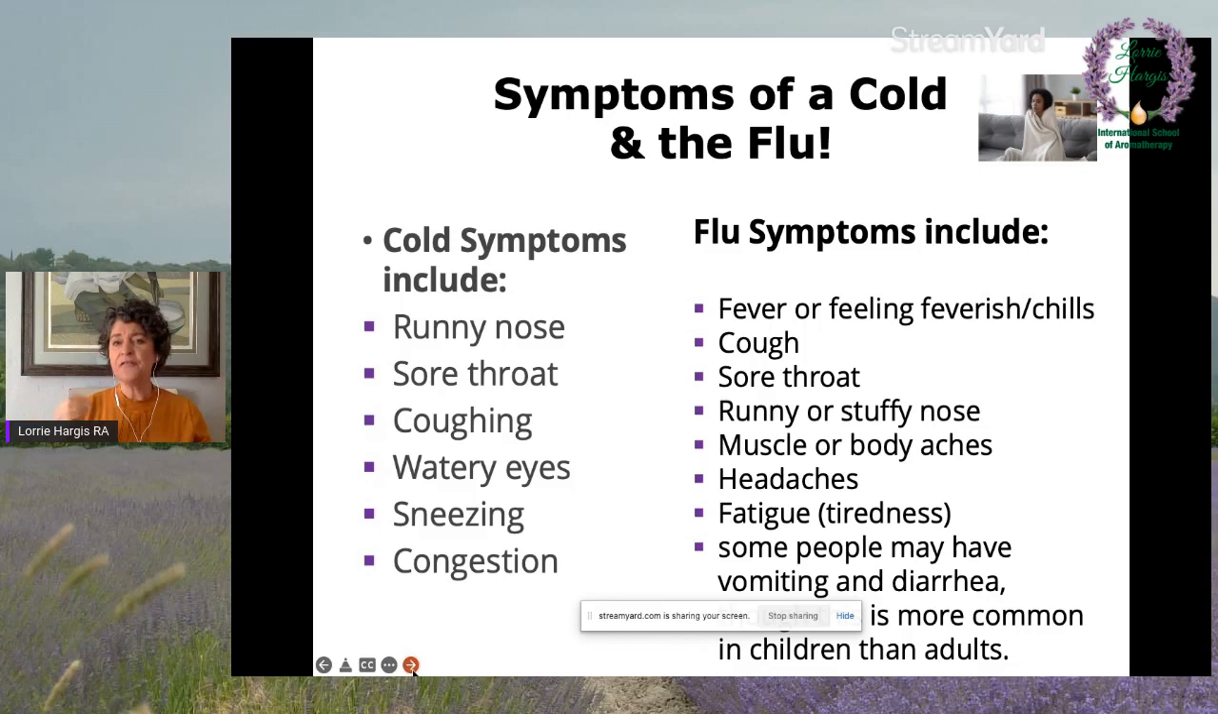Now, let's look at the flu symptoms. It includes fever or feeling feverish with chills. You know, your body can't get its temperature balanced, right? Cough, sore throat, runny or stuffy nose, body aches, muscle aches, headaches, fatigue. Some people might even have vomiting and diarrhea, but this is more common in children than it is in adults.